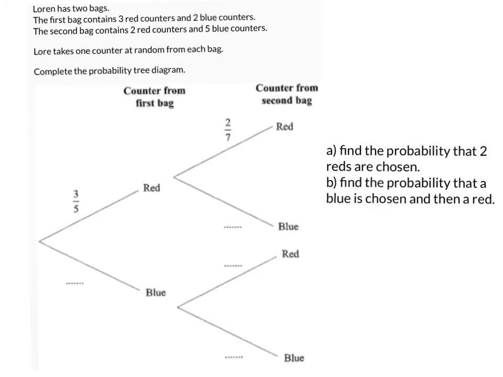Lauren has 2 bags. The first bag contains 3 red counters and 2 blue counters. The second bag contains 2 red counters and 5 blue counters. So Lauren takes 1 counter at random from each bag. Complete the probability tree diagram. So the first set of branches have red and blue on them. That represents the counter from the first bag. So 3 out of 5 are red, which means 2 out of 5 are blue.